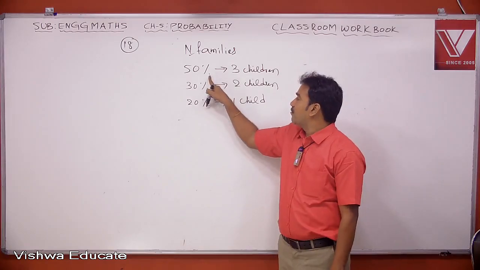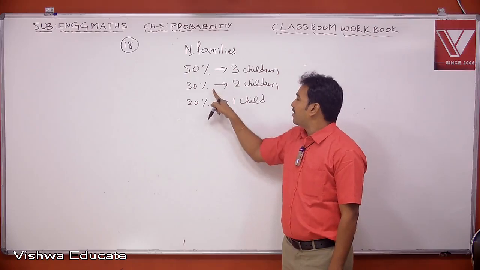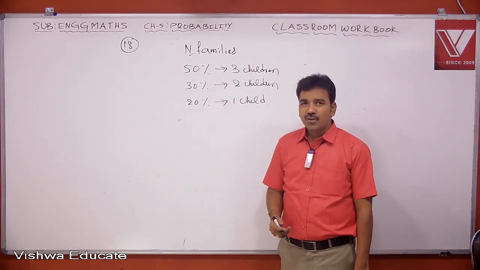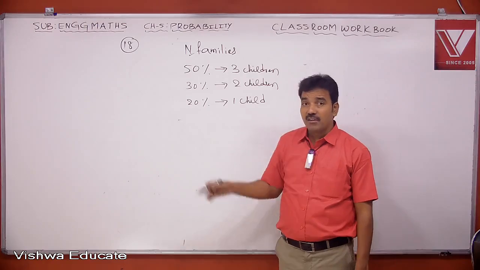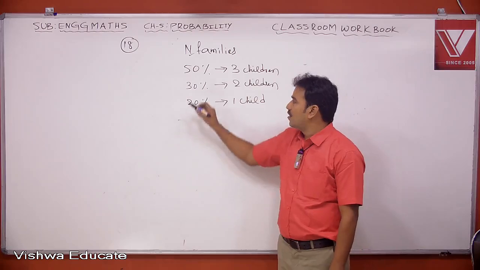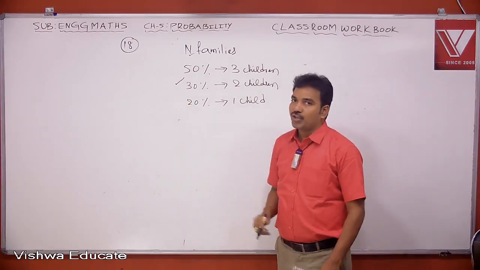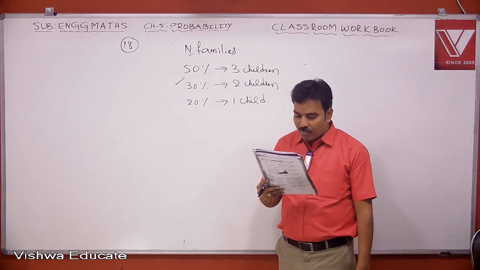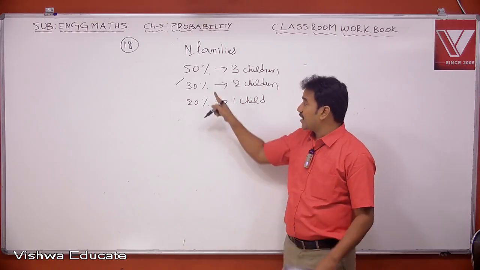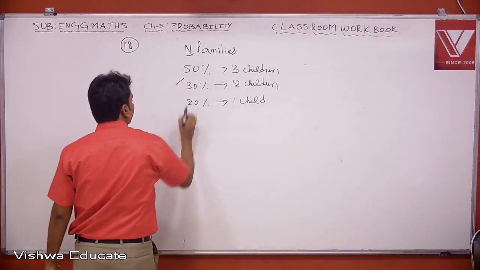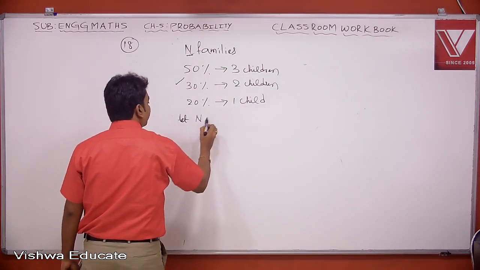So 50% of families have 3 children, 30% have 2 children, and 20% have 1 child. When you select 1 child randomly from this group, what is the probability that the selected child belongs to a family with 2 children? That means the second category family. Now you can take n value as anything. Suppose I am taking n value 100.